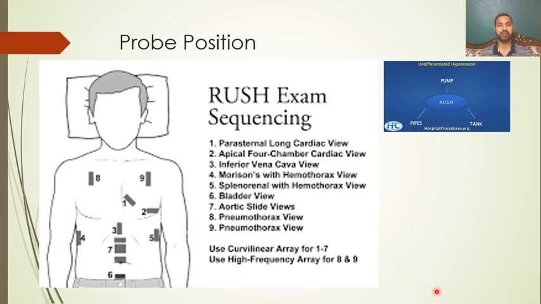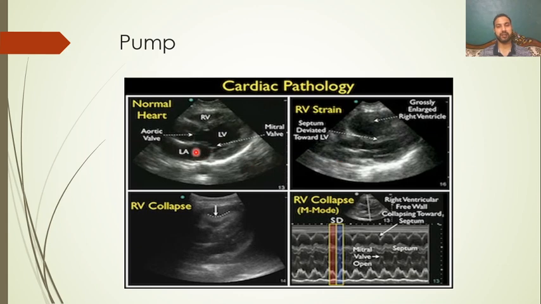Coming to the sequence of the RUSH examination, the first and foremost is the pump. It is examined in two views, the parasternal long axis view, also called the PLAX view, and the apical four-chamber view. This is a picture showing the parasternal long axis view of a normal heart. Here you can see the LA, left atrium, this is the LV. This is the left ventricular outflow tract, which is the aortic wall, and this small chamber is the right ventricle. This is how a normal heart would look in this view.